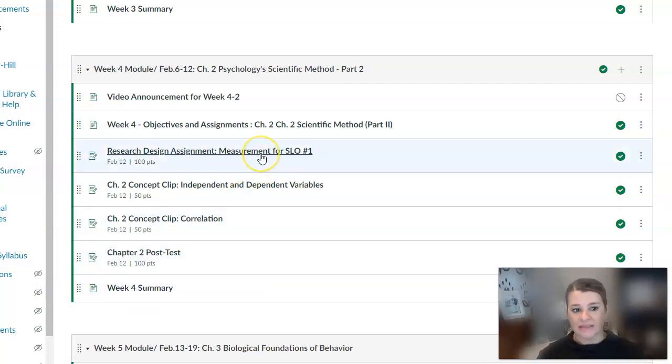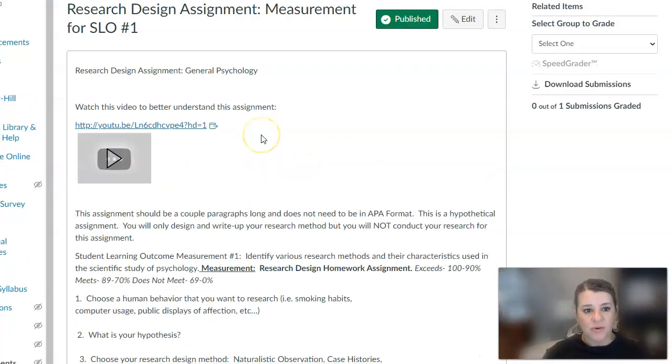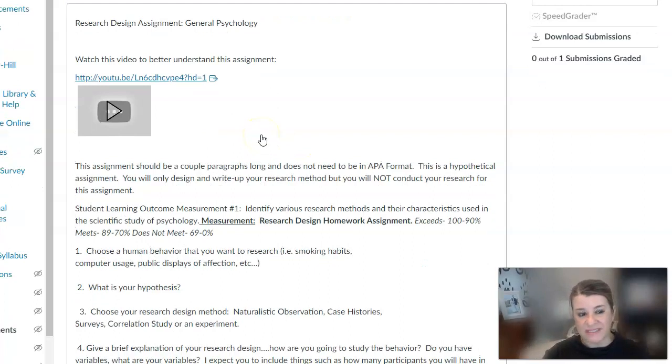So I'm going to go back to this research design assignment and talk about that a little bit further. I won't belabor the point of this assignment because you have a whole video that explains this assignment that I've done for you and gives you examples. So don't forget to click on that video before you start the assignment to really help you understand it a little bit more, okay? So much more about this assignment in this video that's only about that assignment.